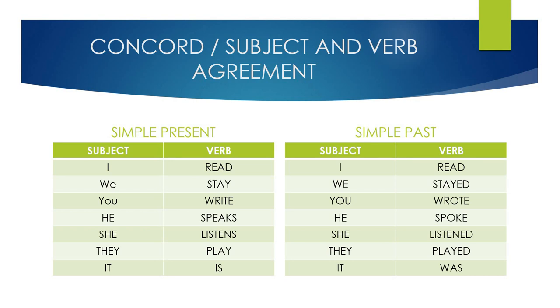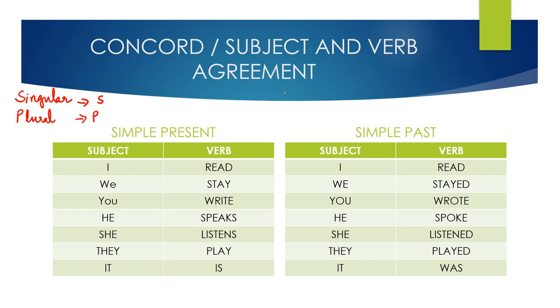Good morning. Let's learn concord, or subject-verb agreement, and how we can apply subject-verb agreement for simple present and simple past tense. First, we should understand that we need to know about singular and plural form of the subject and the verb. We can write S for singular and we can write P for plural.